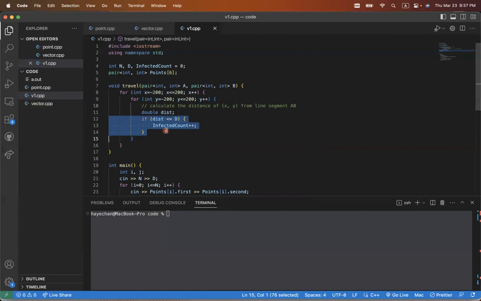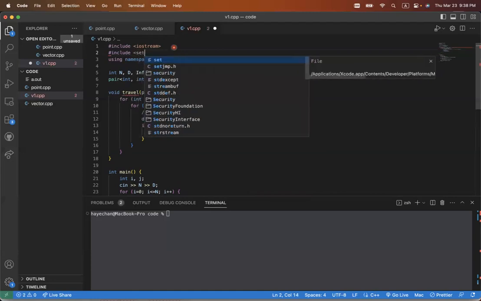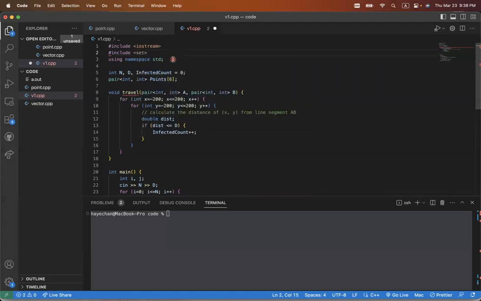So the right way to do it is to not just keep track of the count. You have to kind of keep a database of all these infected coordinates that you found. And then you want to only keep track of the unique infections and eliminate the duplicates. And in C++, the best way to keep a database of unique elements is to use set. I mean, you can use unordered set too, but set is good enough for most cases.